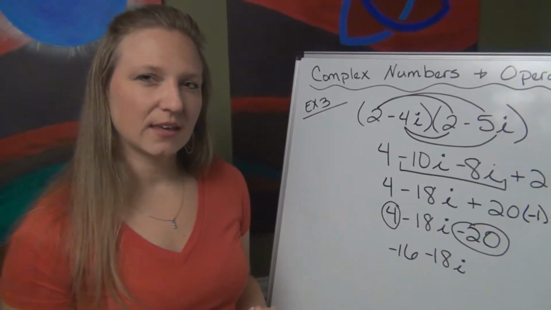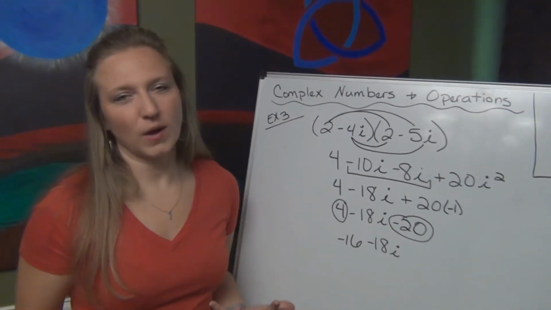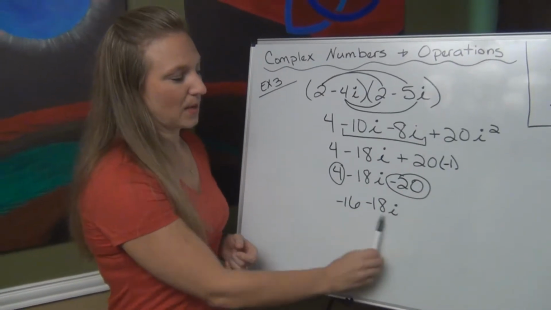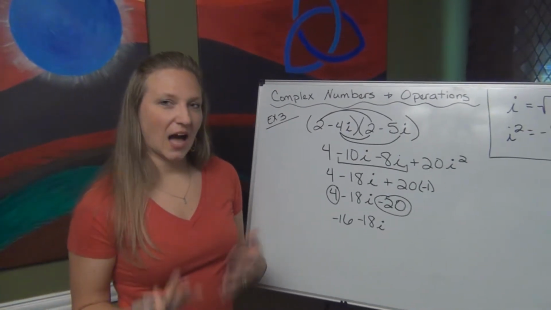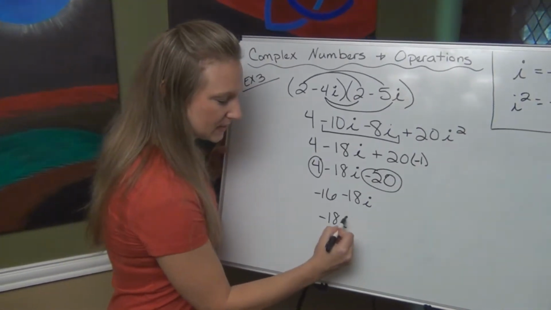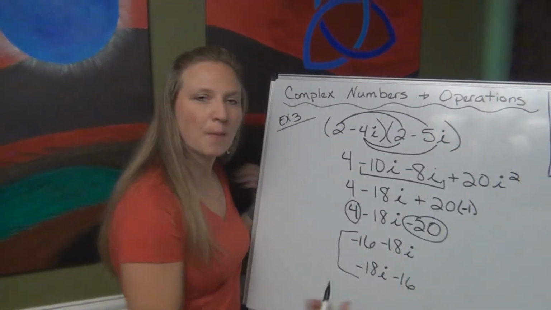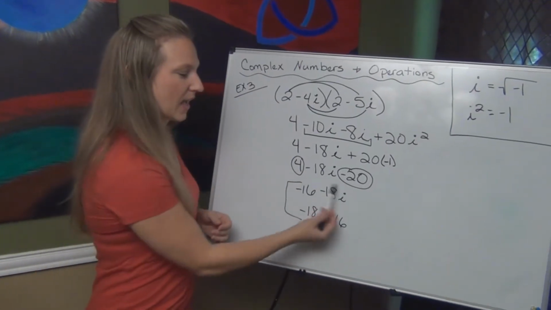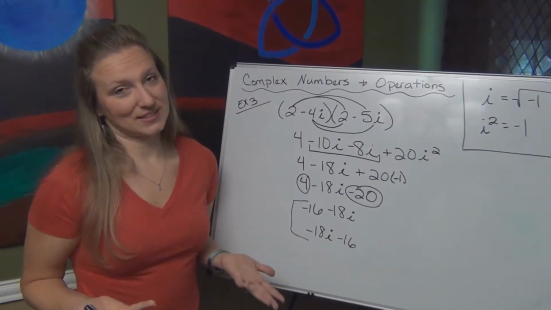Notice that unlike variables, we put our i at the end. That's just the way we write complex numbers. We generally put the real part of the answer first and the imaginary part second. So that's why you usually notice that the i is second. It would not necessarily be wrong to have negative 18i minus 16. Those really mean the same thing, but generally mathematicians like to write it with the i as the second term instead of the first. That's just what you typically see.